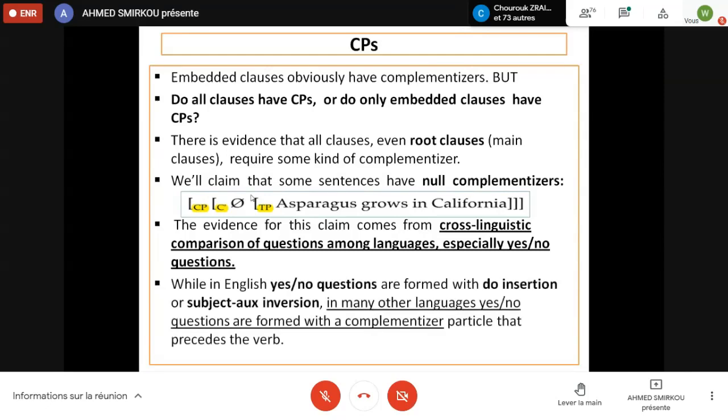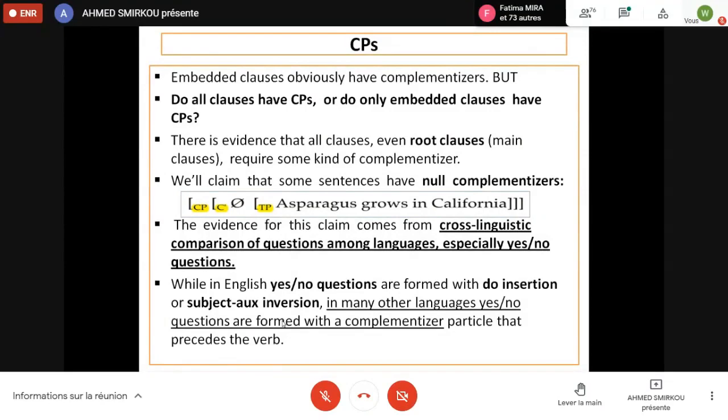While in English, yes or no questions are formed with do insertion or subject aux inversion. If you want to form yes or no questions in English, there are two ways. You can insert do, the verb to do, for example, do you like it? So you say yes or no. Or you say, did you travel yesterday? Your answer should be yes or no. So to form yes or no questions, we insert the verb to do.